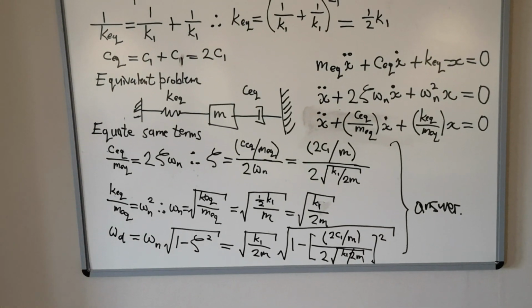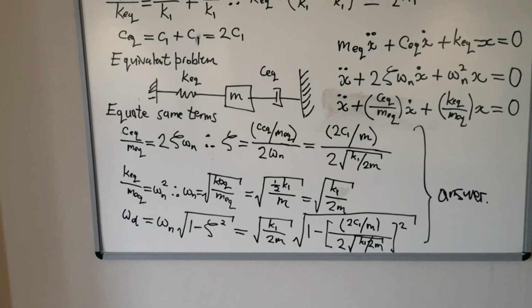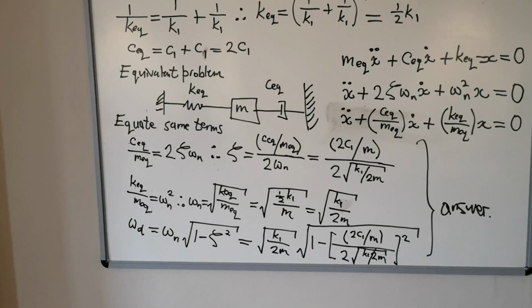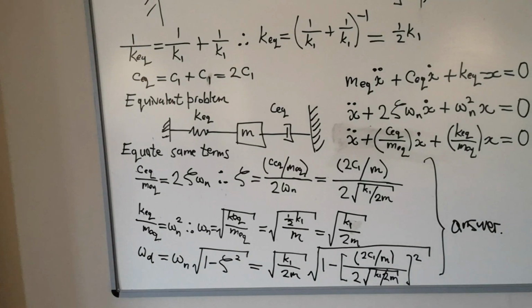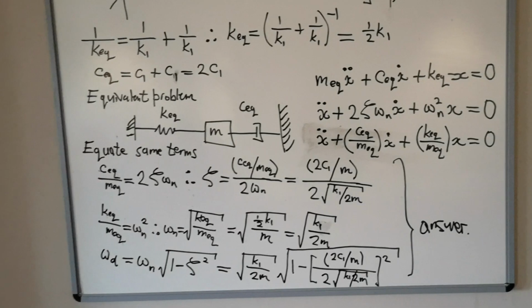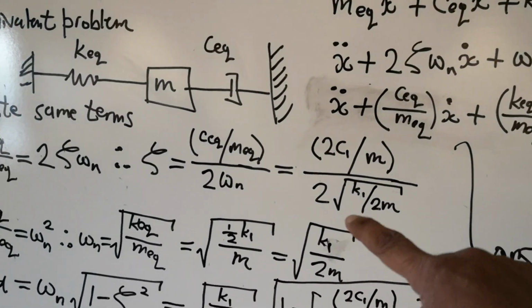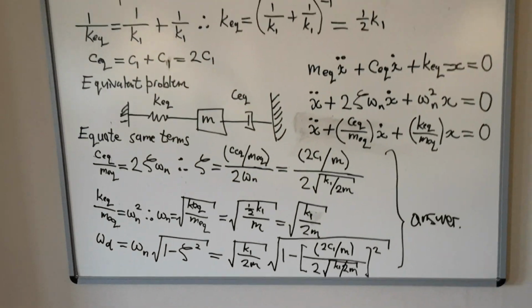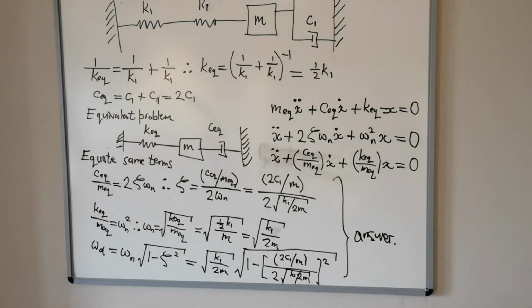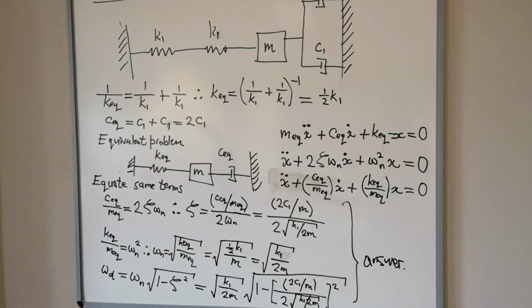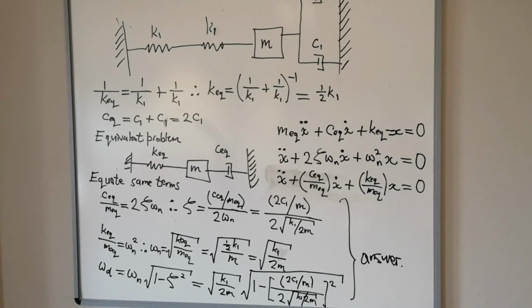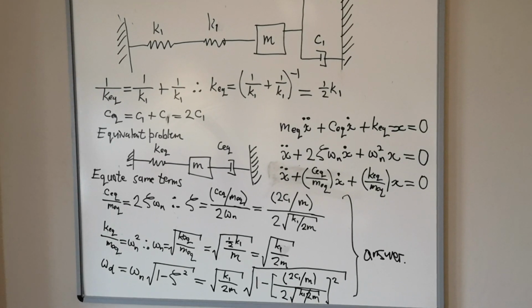The first part of the question then asks you, please work out omega d, the damped angular frequency. It's given as omega n square root of 1 minus zeta squared. We've already worked out these expressions over here and over here. You just put it in there and that is your answer at the end of the day. This took about 10 minutes of calculations and then you've got about 8 marks. That's the end of the first part.